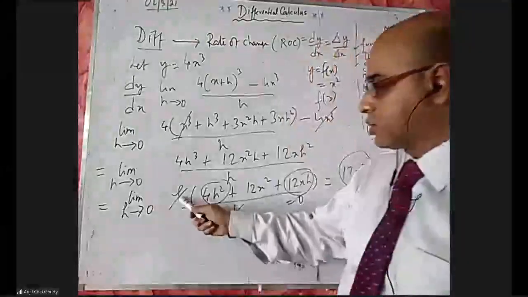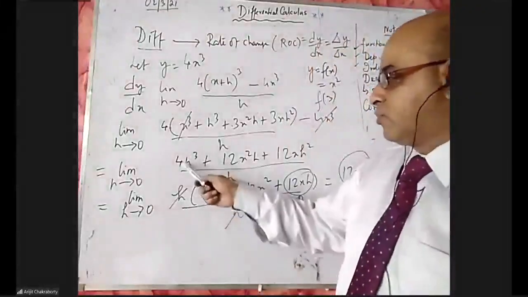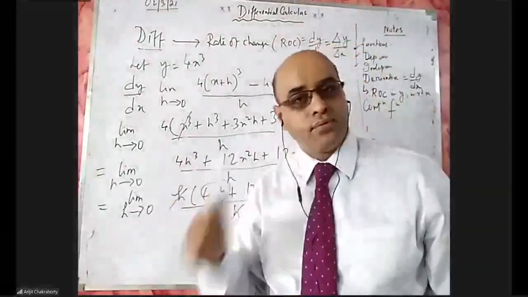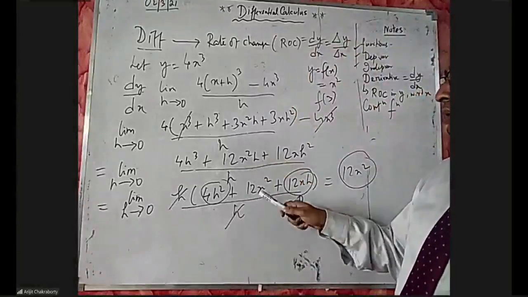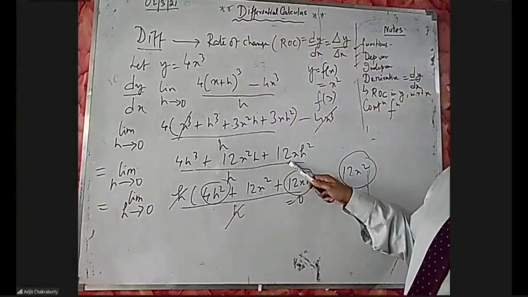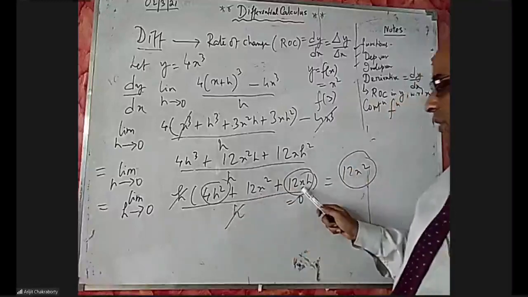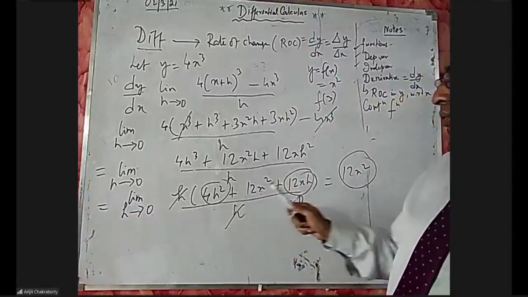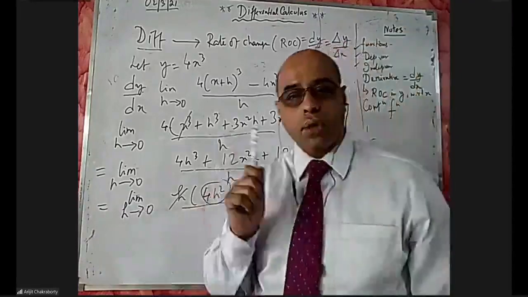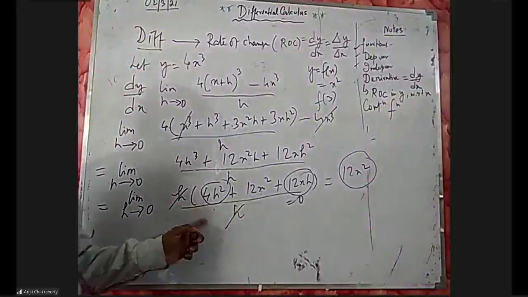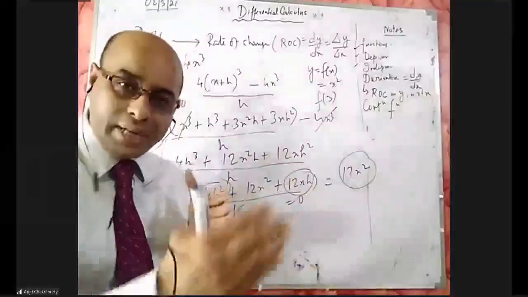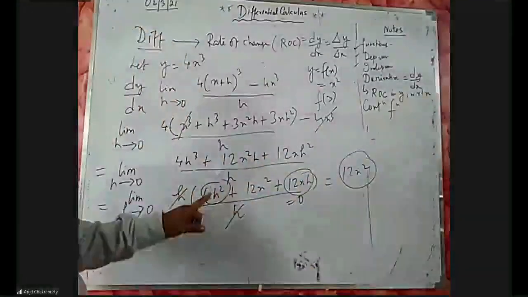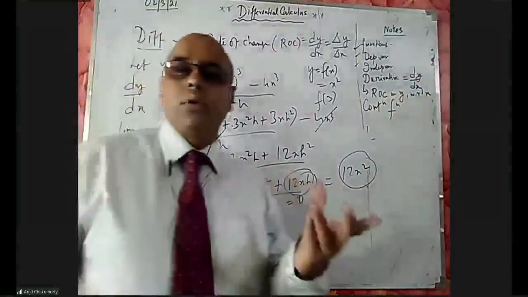After that, I have taken h common. So from 4h cube, if I take h common, I will get 4h square. From 12x square h, if I take h common, I will get 12x square. From 12xh square, if I take h common, I will get 12xh, right? So now I cancel h with h because h is not equal to 0. H is only tending towards 0, but not equal to 0. But as h tends to move towards 0, what happens is 4h square moves towards 0 also.